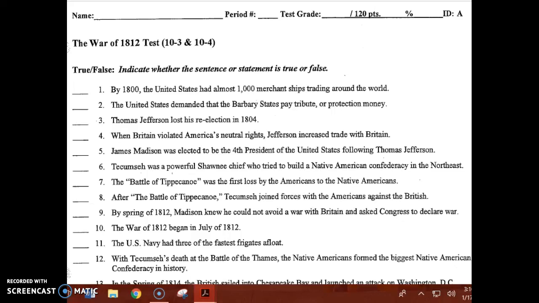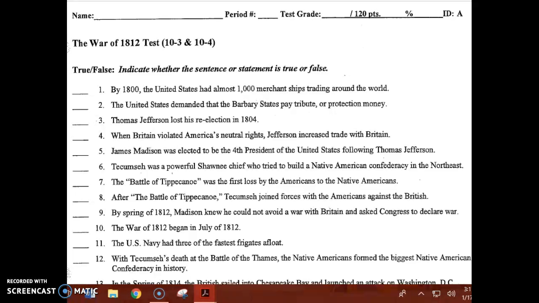Today you'll take the Chapter 10 tests over the War of 1812, sections 10.3 and 10.4. Be sure to put your name and your class period at the top of the page. The first section is true-false. Put a T or an F. You can write the words true or false beside each one.